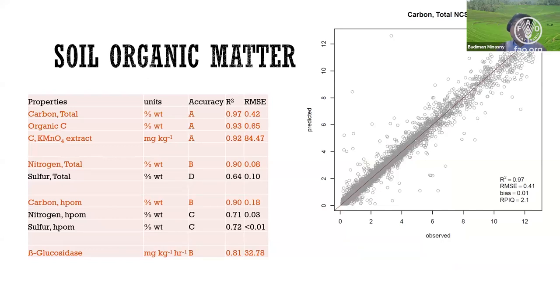And organic matter, different types of organic matter, total carbon, organic carbon, inorganic carbon, and labile carbon from a potassium permanganate extract, we can predict very, very accurately. The R squared is 0.92 to 0.97. Total nitrogen, reasonably well. The particulate organic matter, which I'll explain later, is also predicted well. And beta glucosidase, an enzyme activity in the soil, we can also predict reasonably well. But the thing that we found is not well predicted is still sulfur. We still don't know why we can't predict sulfur well.